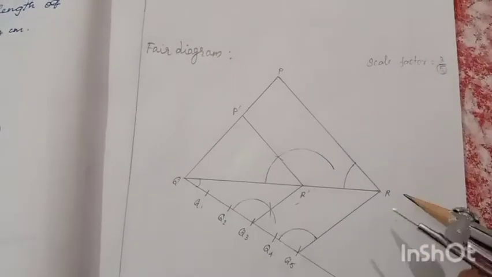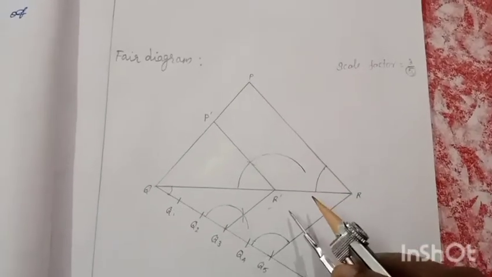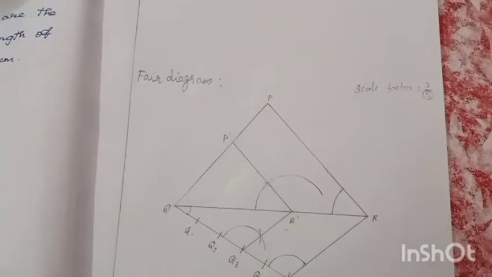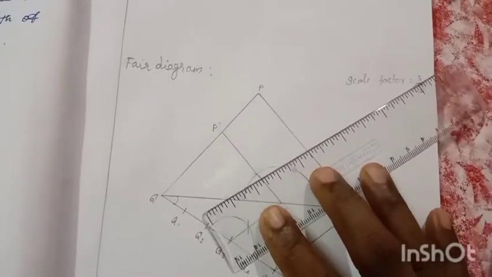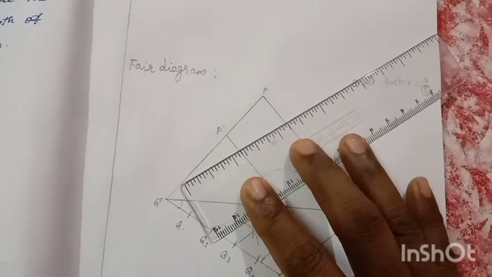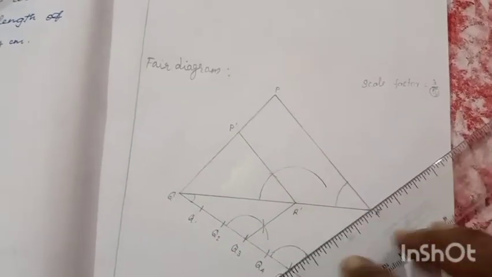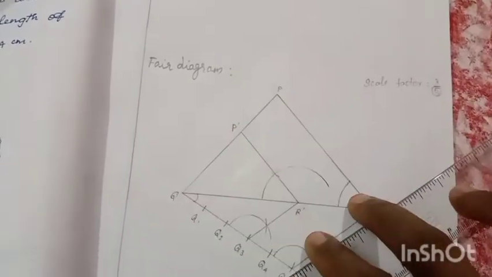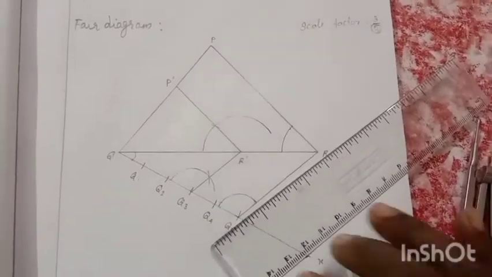Now you have to check whether these two lines, PR and P dash R dash, are parallel. So is your diagram correct or wrong? How do you check? The distance between them is equal. You know the distance between parallel lines is equal. So it looks like a parallel line. Your diagram is correct.